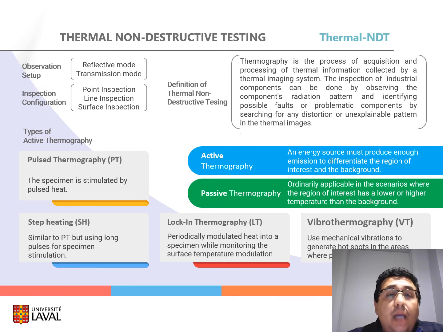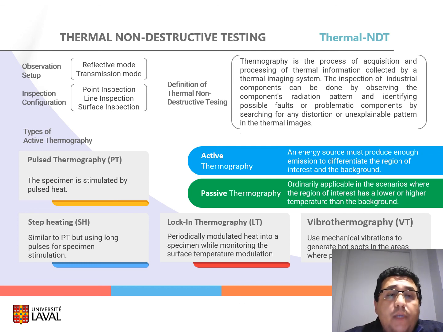In point and line inspection, it's a very time-consuming process, but it provides a normal and good temperature distribution. But surface inspection is a very fast method. However, it's almost impossible to provide a normal and smooth temperature distribution.